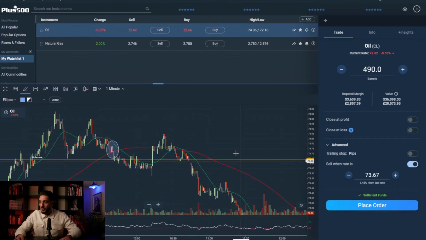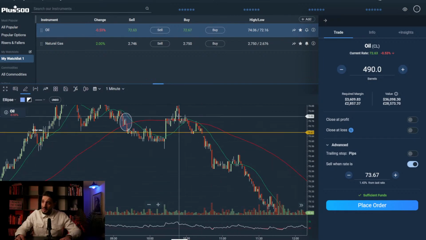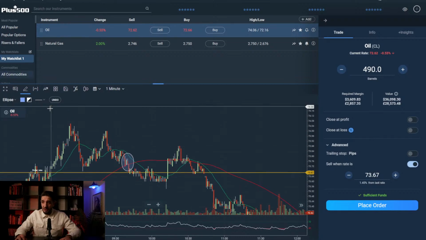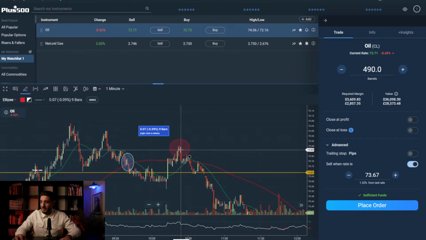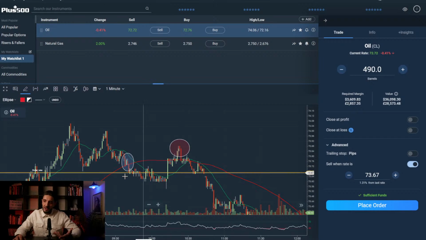However, back to here, and as you can see, I've just got stopped out right over here. I'll just get that in red. I got stopped out right here above the MA. Right, so that generated a loss of £69. Nothing too much, nothing to worry about.